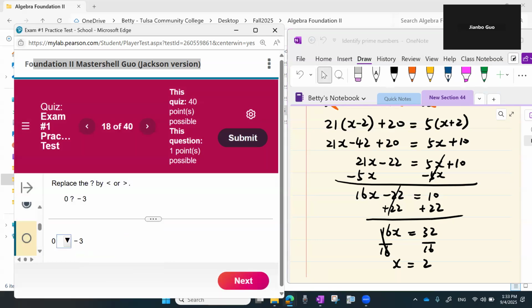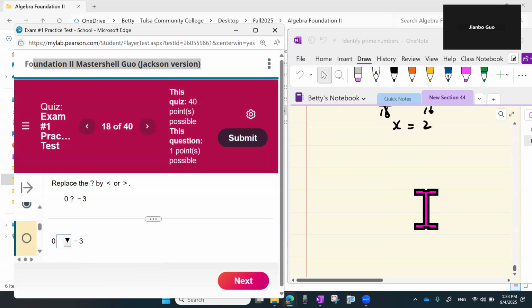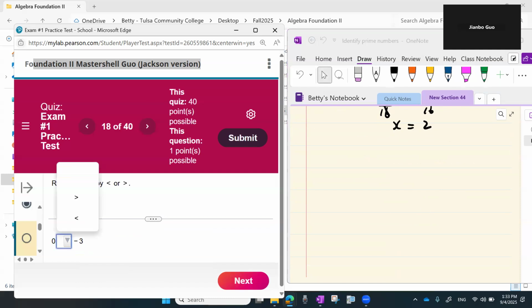This is question number 18. Okay, so we need to choose a symbol to connect the two numbers to make it a true statement. So we know 0 is bigger than negative 3. No debt is better than $3 in debt.